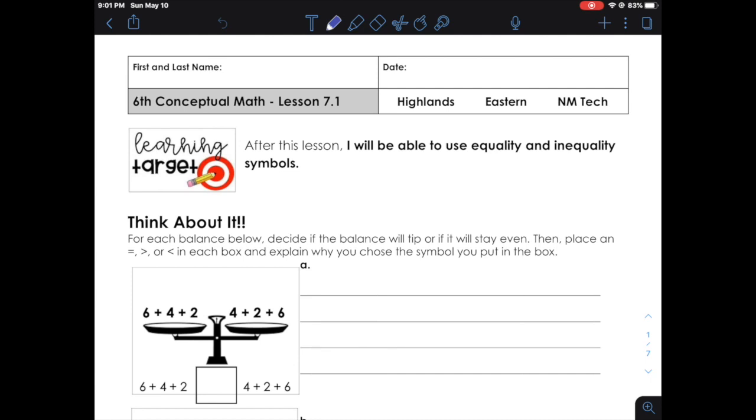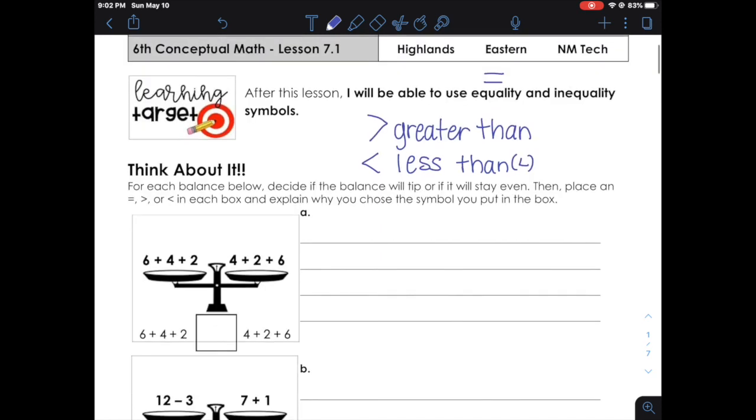I'm here to do lesson 7.1 with you. Your learning target for today's lesson is I will be able to use equality and inequality symbols. So equality, that's just going to be an equal sign. And inequality are the greater than and less than symbols. So greater than faces the right, and then less than faces the left.